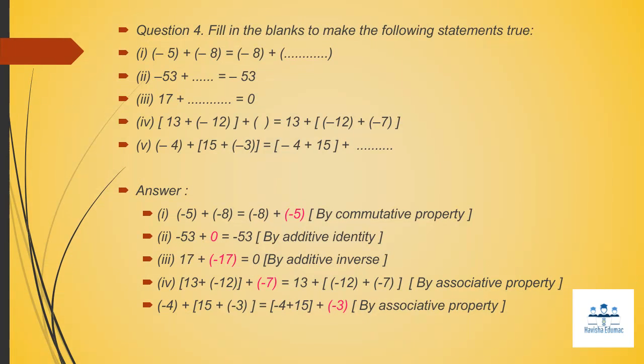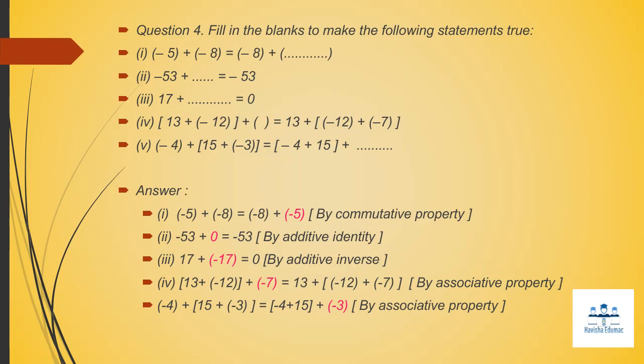Question number 4. Fill in the blanks to make the following statements true. First, minus 5 plus minus 8 is equal to minus 8 plus dash. Second, minus 53 plus dash is equal to minus 53. Third, 17 plus dash is equal to 0. Fourth one, bracket 13 plus minus 12 plus dash is equal to 13 plus minus 12 plus minus 7. Fifth one, minus 4 plus 15 plus minus 3 is equal to minus 4 plus 15 plus dash.